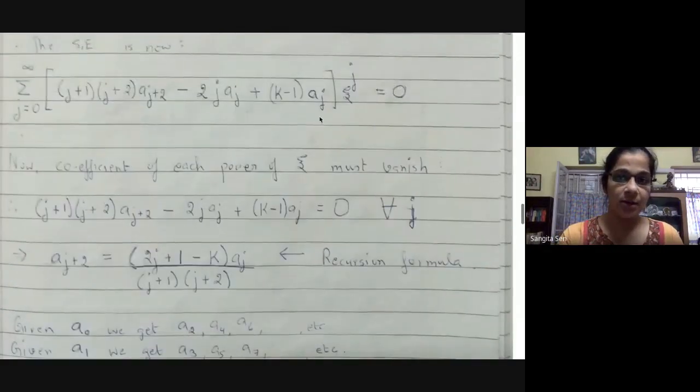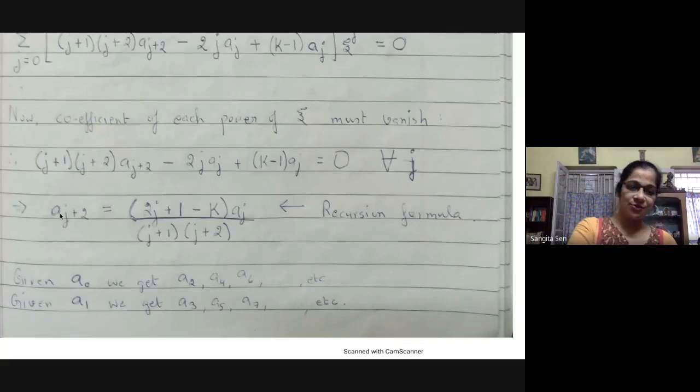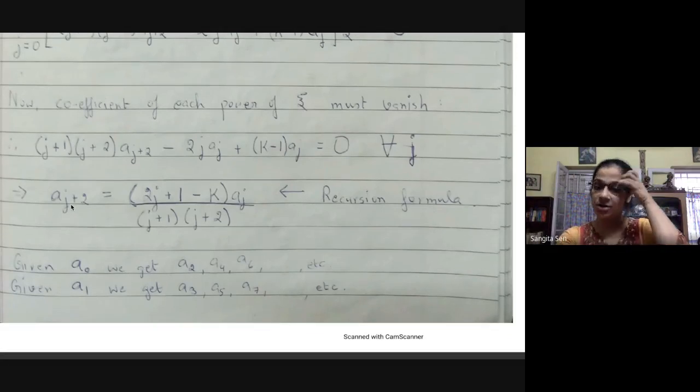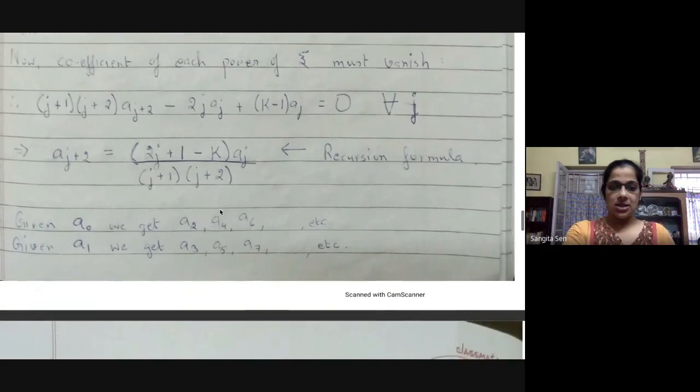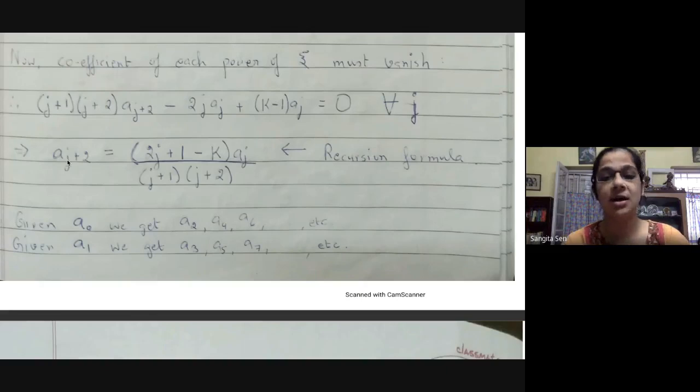Then if every coefficient is 0, we have this relation, which can be rearranged to give me a recursion formula. The recursion formula looks something like this: a_(j+2) is some factor in terms of j and the constant k, times a_j. So if you know some j, then you can find the value of the coefficient for j plus 2. And these are the coefficients of the wave function. So this is the equation that you need to solve in order to find the wave function.